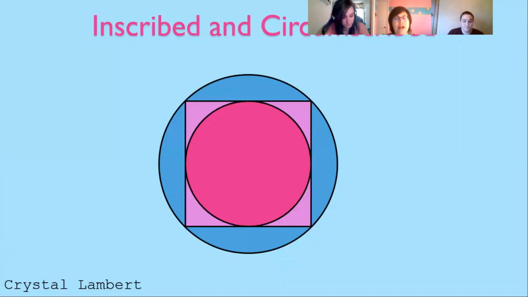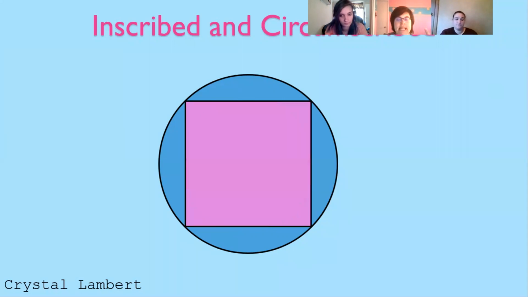Okay, so in our next problem, we were given a square that is inscribed in a circle and circumscribed around another circle. What does inscribed mean, Crystal? Well, listen to the word inscribed. Does it make you think of anything? When I hear inscribed, I hear the prefix in. So inscribed would mean that the square is inside of the circle.